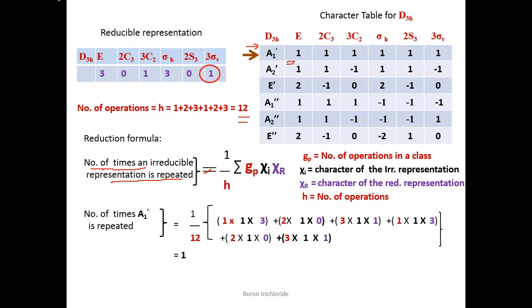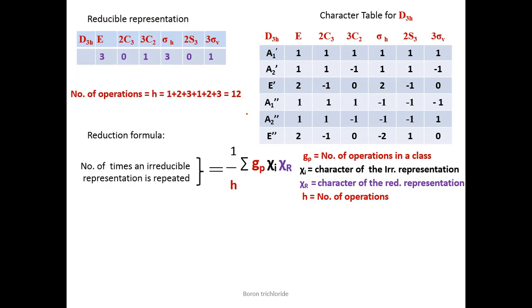Likewise, we have to go to the remaining irreducible representations, A2 dash, E dash, A1 double dash, A2 double dash, E double dash, everything one by one using the same formula like this. And find out the number of times A2 dash is repeated, the number of times E dash is repeated, the number of times A1 double dash is repeated, and so on.